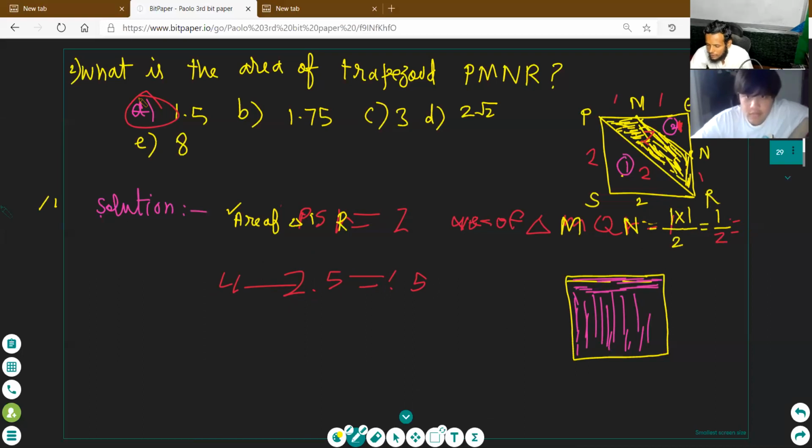Yes, right. A is equal to area of, write the proper area of trapezium TMNR, okay? Is it clear or not clear? Okay, this is correct. I'm writing the next, okay?